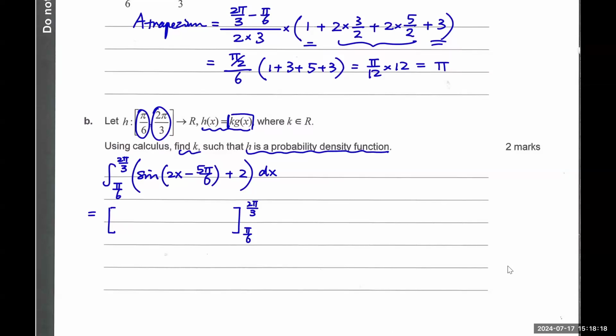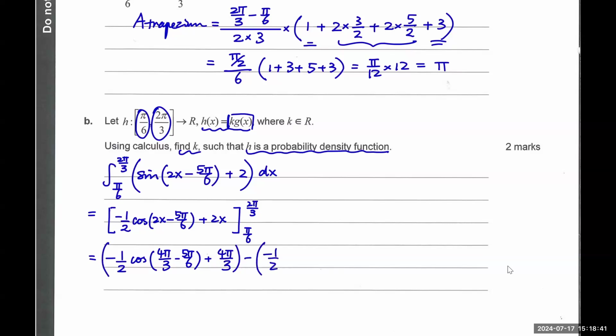This is my rough approach. Antidifferentiating sine will give you minus half cosine of (2x minus 5 pi over 6) plus 2x. Minus half cosine of (4 pi over 3 minus 5 pi over 6) plus 4 pi over 3.